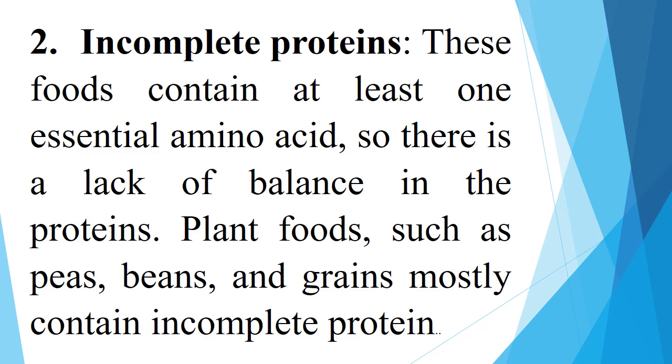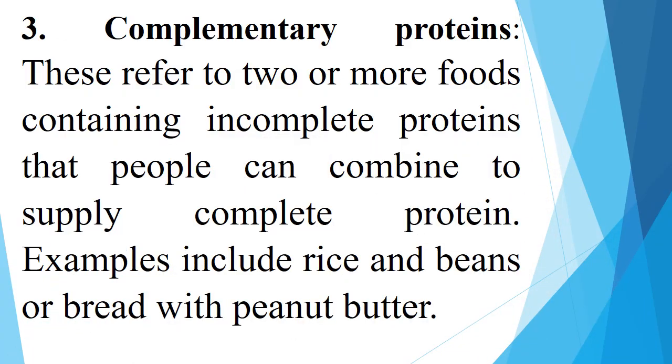The second, incomplete proteins. These foods lack at least one essential amino acid. So there is a lack of balance in the proteins. Plant foods such as peas, beans, and greens mostly contain incomplete protein. Third, complementary proteins. These refer to two or more foods containing incomplete proteins that people can combine to supply complete protein. Examples include rice and beans or bread with peanut butter.